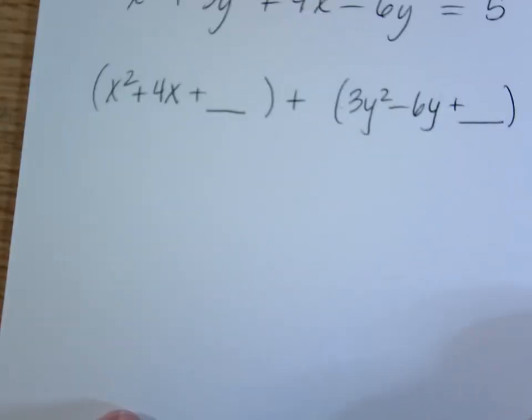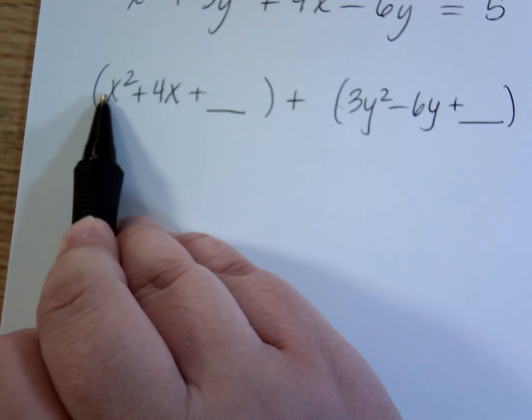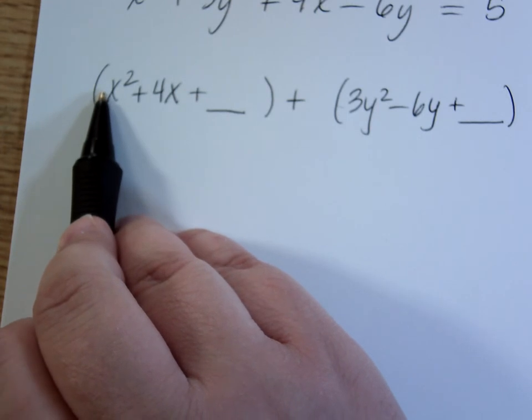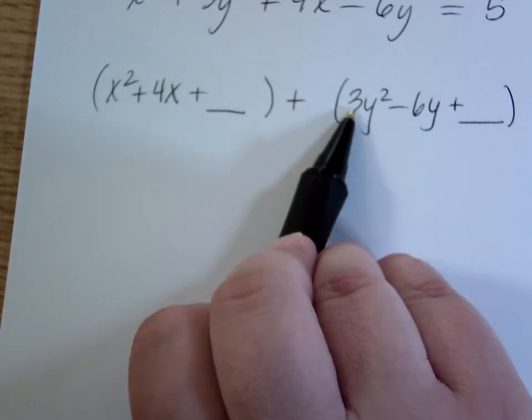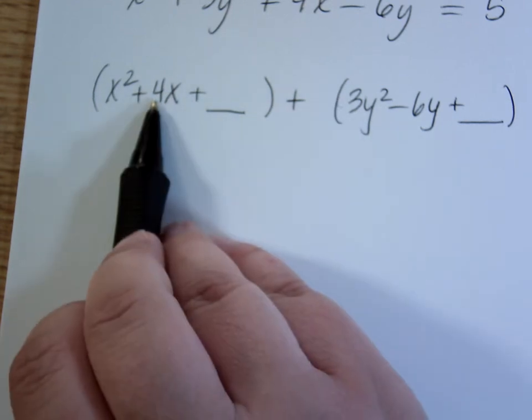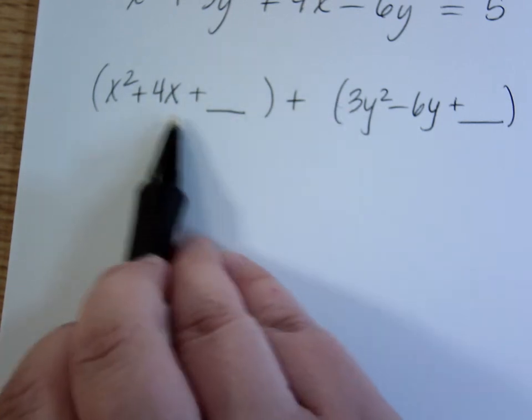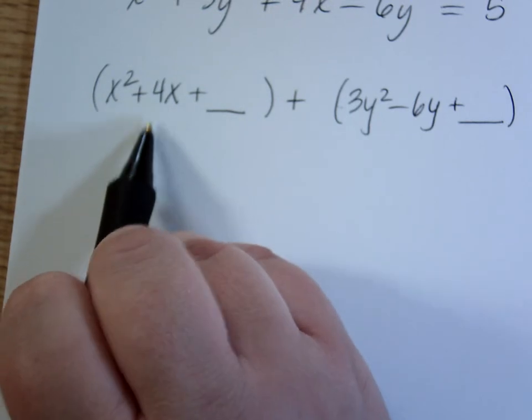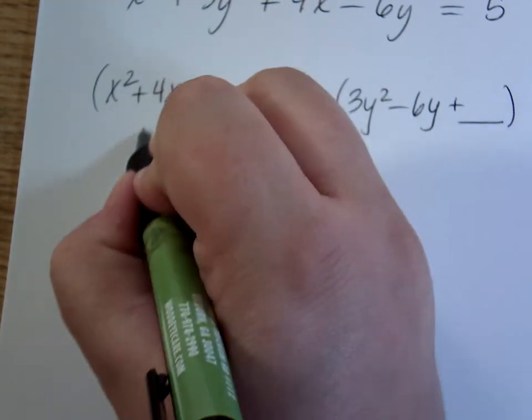All right, first one. There's no coefficient in front of x squared. That means it's ready for me to complete the square. That's as opposed to over here, which still has a coefficient in front of the y squared. So this one's ready for me to complete the square. This one's not yet. Let's go ahead and do this one. I take half of 4. I get 2.